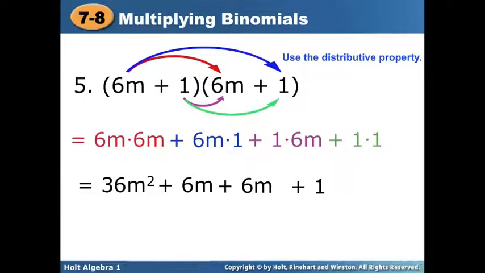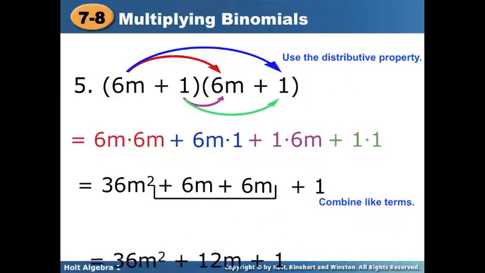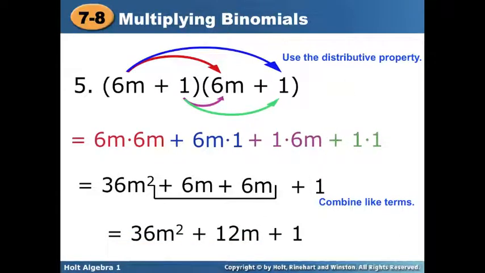Notice in this problem, our like terms will not cancel. That only will occur if it looks like number 4, where your terms are the same in the original problem, but one is opposite the other. Here we will combine the like terms to get 36m squared plus 12m plus 1. Always remember, when you combine your like terms, your answer should be that like term. So a 6m plus 6m gives you 12m.